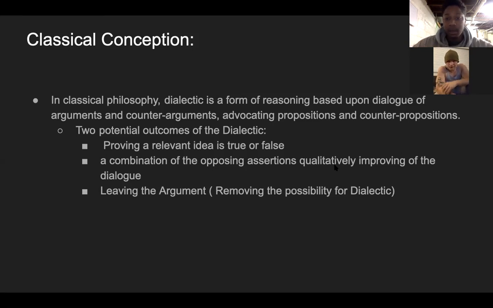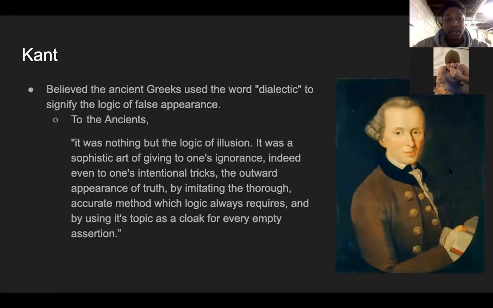I have some more stuff on the classical conception. For the classical conception, Kant believed the ancient Greeks used the word dialectic to signify the logic of false appearance. To the ancients, it was nothing but the logic of illusion. It was a sophistic art of giving to one's ignorance, indeed even to one's intentional tricks, the outward appearance of truth by imitating the thorough, accurate method which logic always requires, and by using its topic as a cloak for every empty assertion.